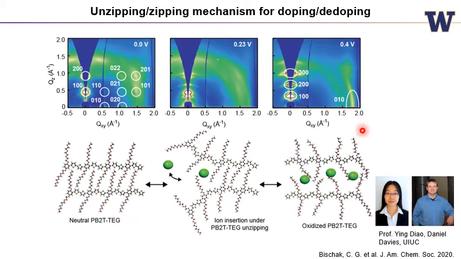And so we think that this polymer actually acts like a molecular zipper. Ions can come in and basically unzip this polymer, causing the side chains to not be crystalline anymore and crystallizing the polymer backbone. It was really exciting to see from these diffraction patterns that we could hypothesize this mechanism.